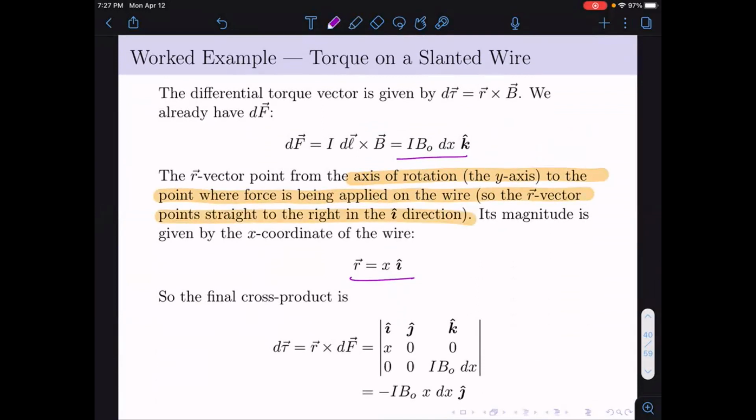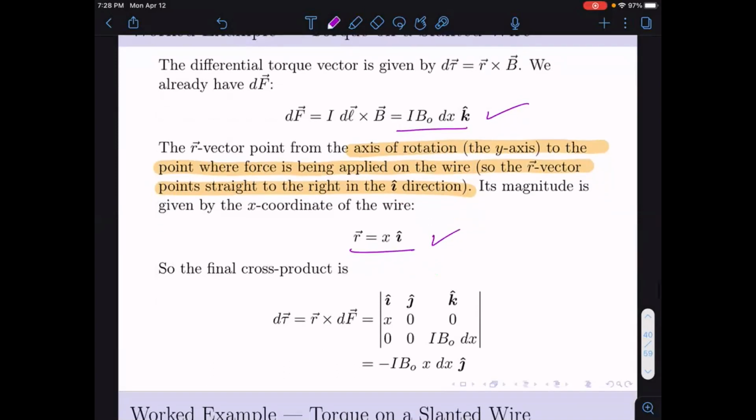Just remember the difference between the R vector in these problems and the R vector in the B sub R law problems. Very, very different, although they might look similar in certain cases, so make sure to be mindful of the difference. But the good news is once we have both these components, I've got dF and I've got R, I can just cross the two and come up with my differential torque formula.